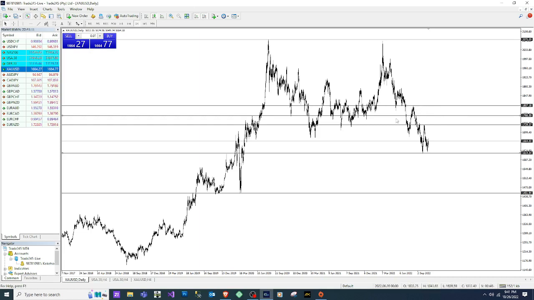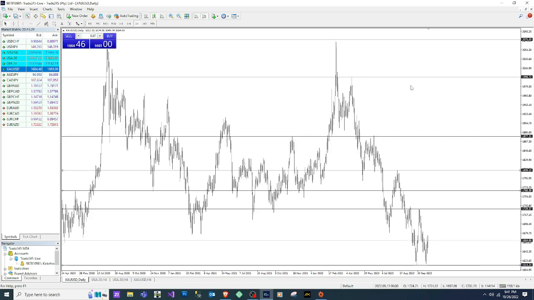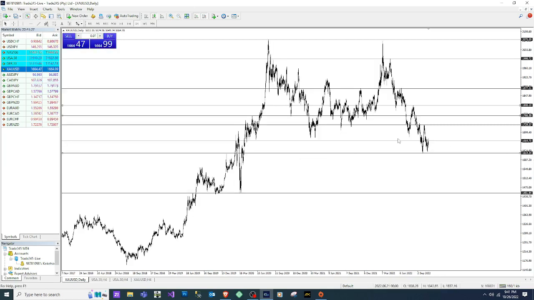So this is another zone where the market has been bouncing and gave us a big movement. It bounced here and gave us a big movement, bounced here again and gave us a big movement, and then here again gave us a big movement. I think that's a lot of lines for D1.